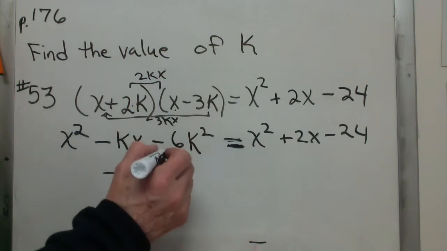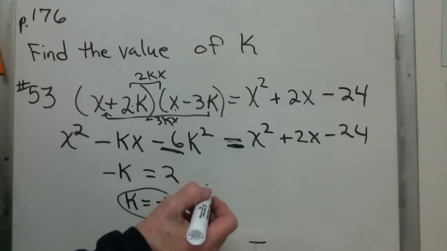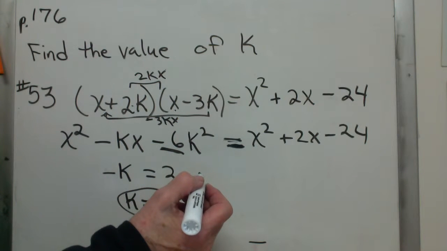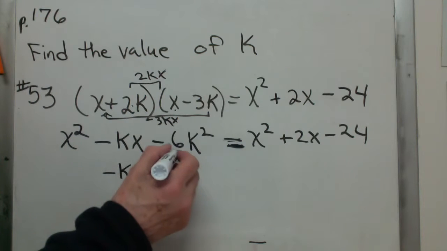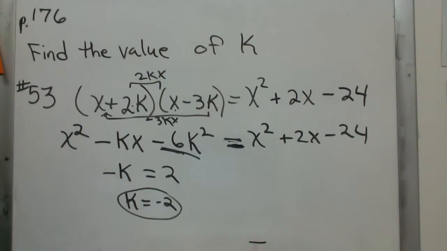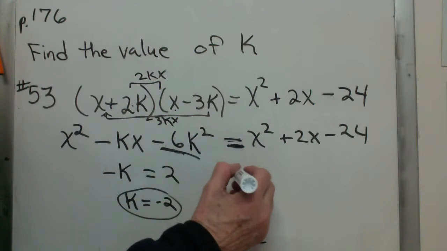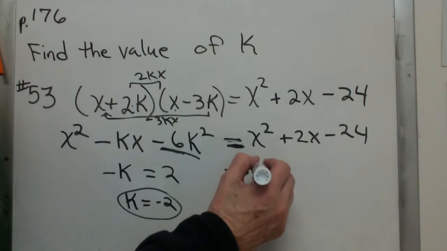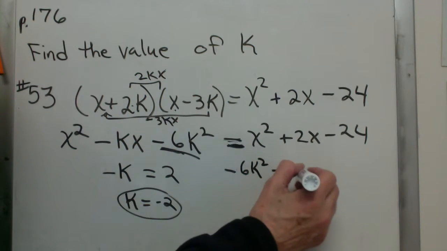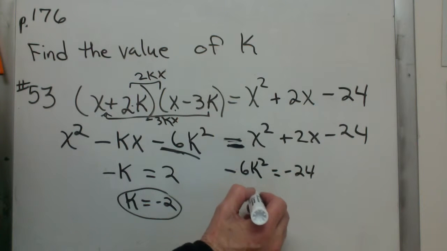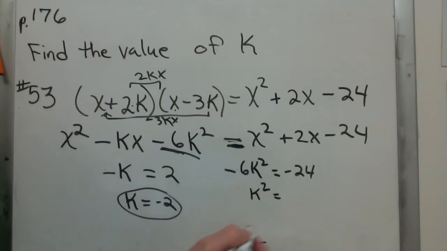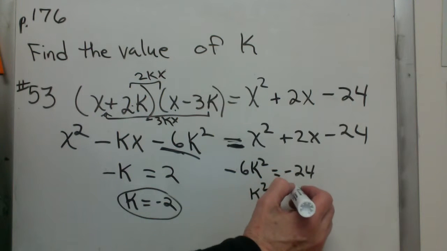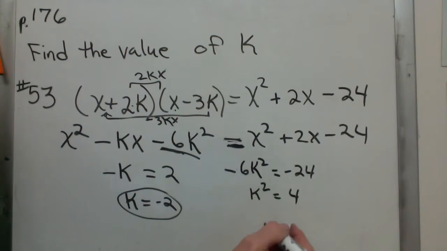Now, there's one more section we can do. This minus 6 could equal what? Minus 6k squared could equal the negative 24. So watch what happens when I solve that. Minus 6k squared equals minus 24. Divide by negative 6, so you get k squared equals what? Hopefully 4, positive 4. If k squared is 4, what could k be? It could be plus or minus 2. Now, we've got a problem.